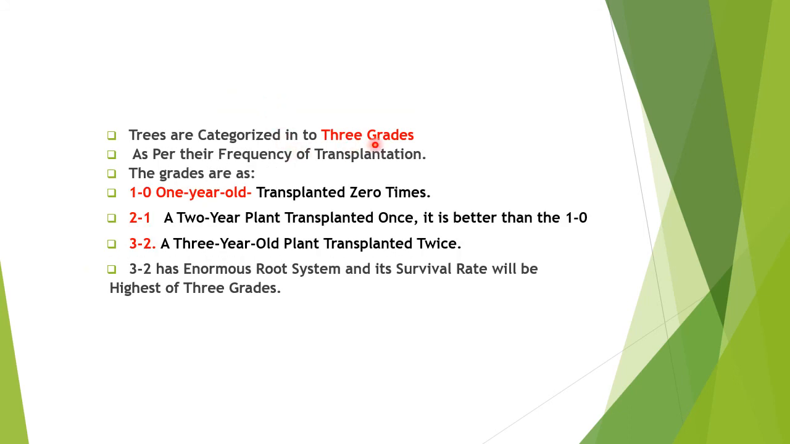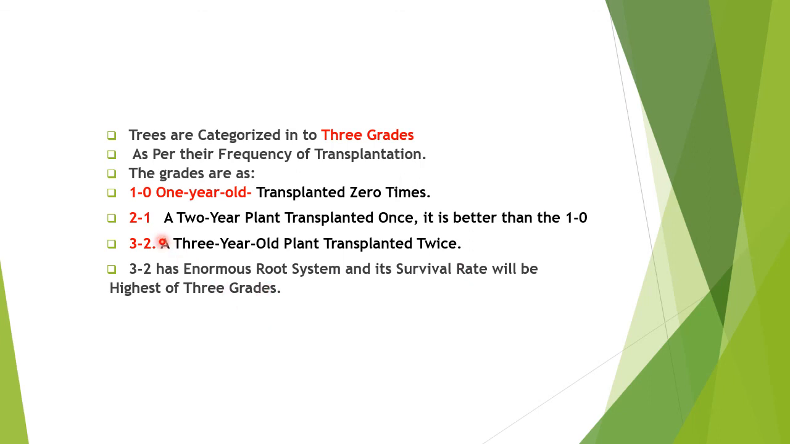Trees are categorized into 3 grades as per their frequency of transplantation. They are graded as 1-0, that is a 1 year old plant, transplanted 0 times, meaning it has not been transplanted. Second is 2-1, a 2 year plant, transplanted once. It is better than 1-0. Third is 3-2, a 3 year old plant, transplanted twice, that is, it has been taken out once and then planted again. 3-2 has an enormous root system and its survival rate will be the highest of the 3 grades.